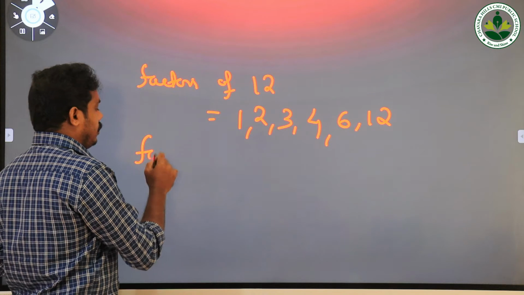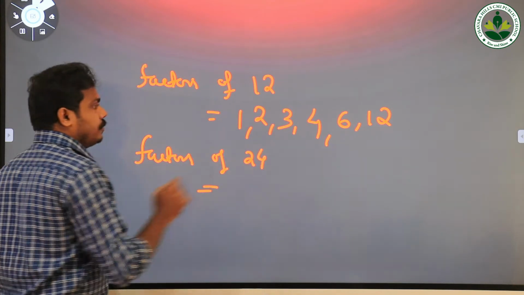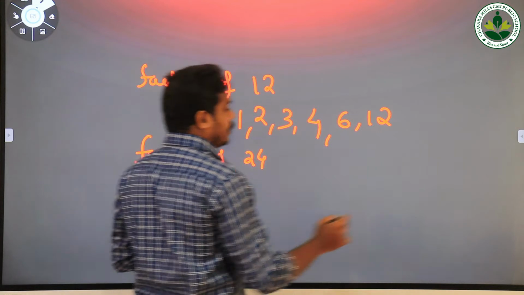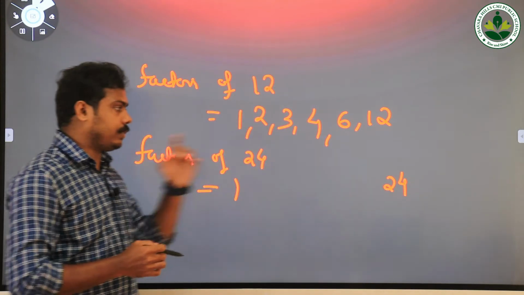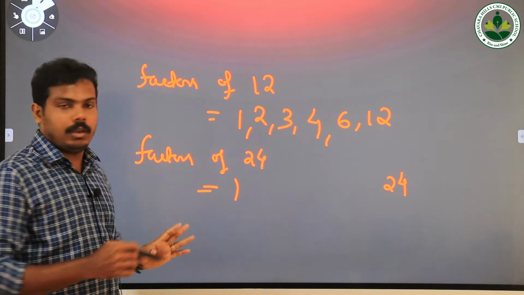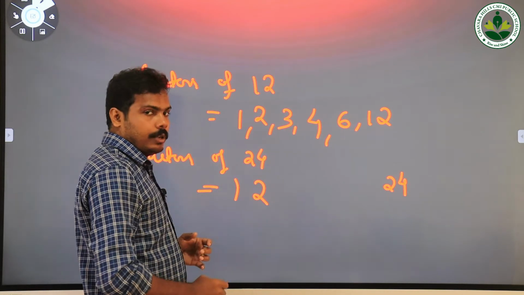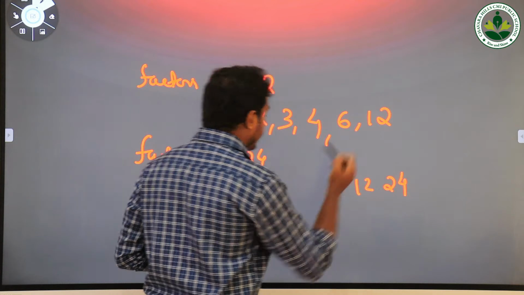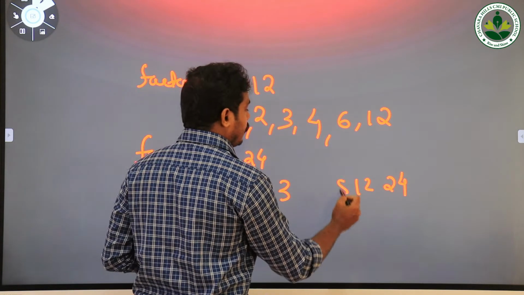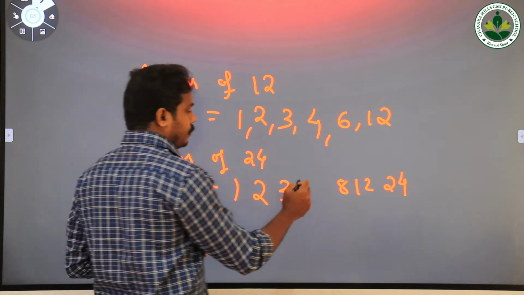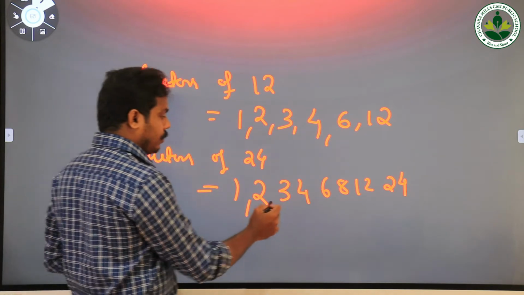Then another one, factors of 24. The first one is 1, and the last number is 24. The greatest factor of 24 is 24, and the smallest one is 1. Then next, 2 is a factor of 24. 2 into 12 is 24, so 2 and 12 are the factors. Then 3 into 8 is 24. Then 4 into 6.